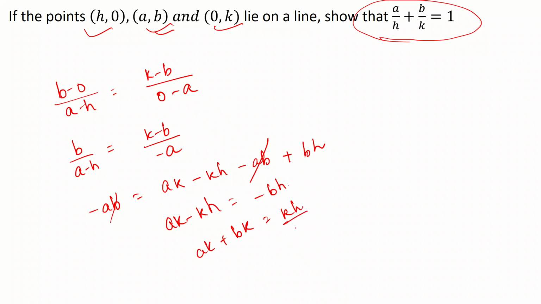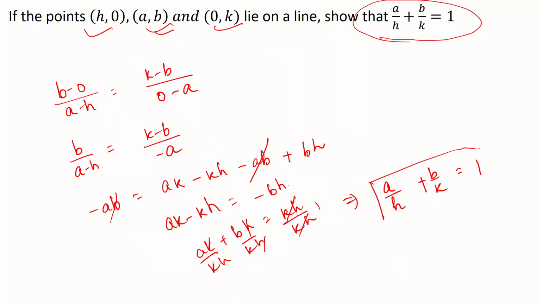Now I divide both sides by kh. Here k and k cancel out, I get a by h, plus, sorry, this is bh not bk, my bad. So h and h cancel out, I get b by k, which is equal to 1 because kh and kh cancel out. So here is the result that we were required to prove. That's it.